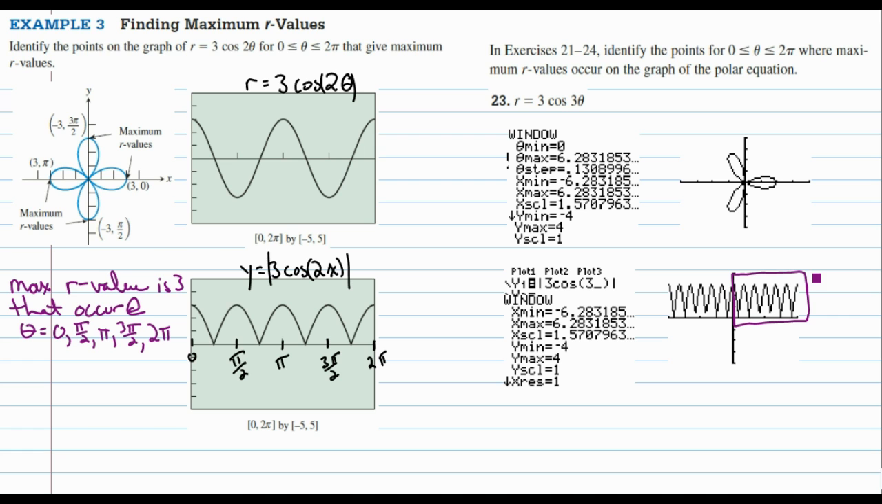So my maximum R value is going to be 3, and that occurs at 0, pi over 3, 2 pi over 3, pi, 4 pi over 3, 5 pi over 3, and 2 pi. So every pi over 3 radians between 0 and 2 pi. Now you might be thinking, wait a second, at pi radians there isn't a maximum, but yes there is. At pi radians the value here is going to be -3, which creates a maximum R value going the opposite direction. Don't forget about those.